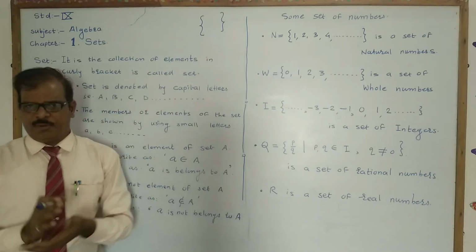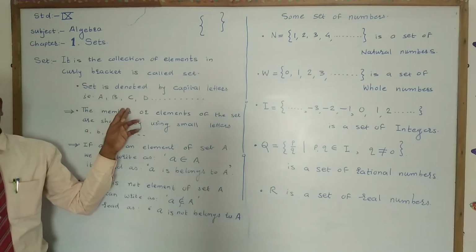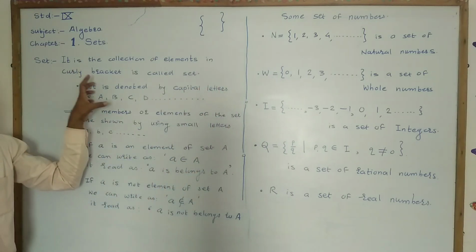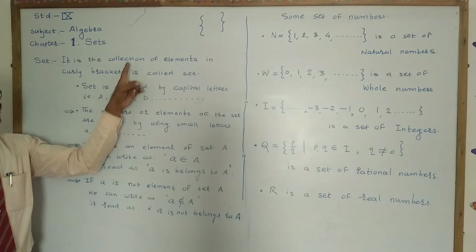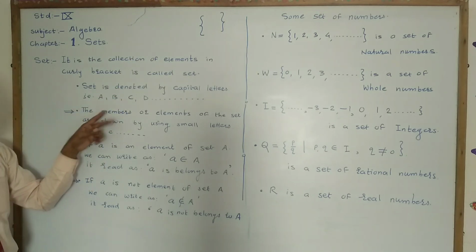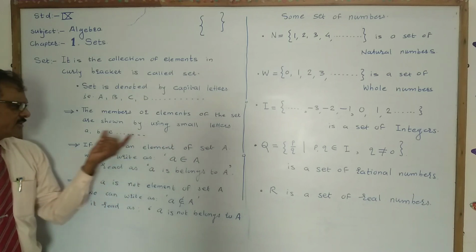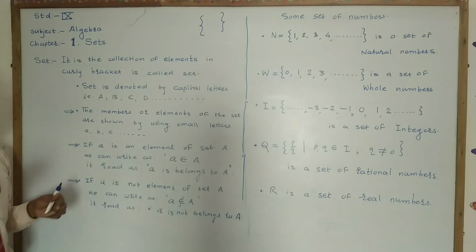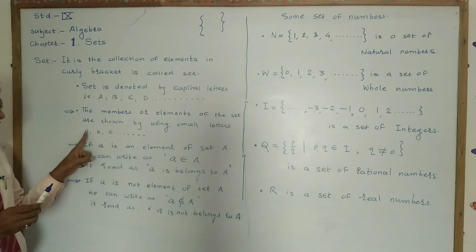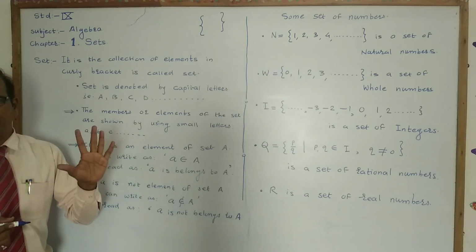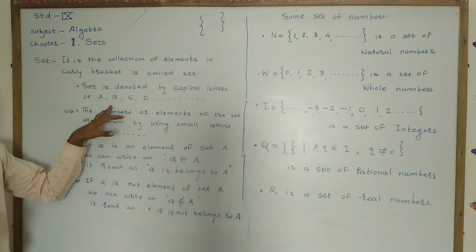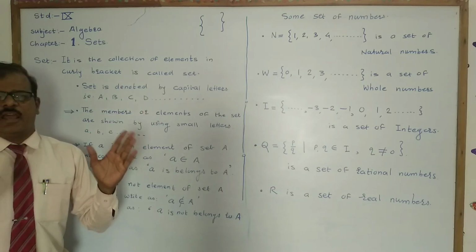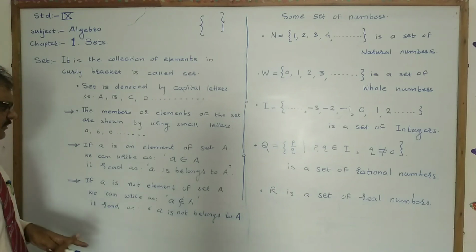A set is denoted by capital letters, that is A, B, C, D, and so on. You can take any capital letter for indication of a set. Members or elements of the set are shown by using small letters. When we take the elements of the set, we write those elements in small letters, not in capital. Why? Because capital letters indicate the set and small letters indicate the elements of the set.